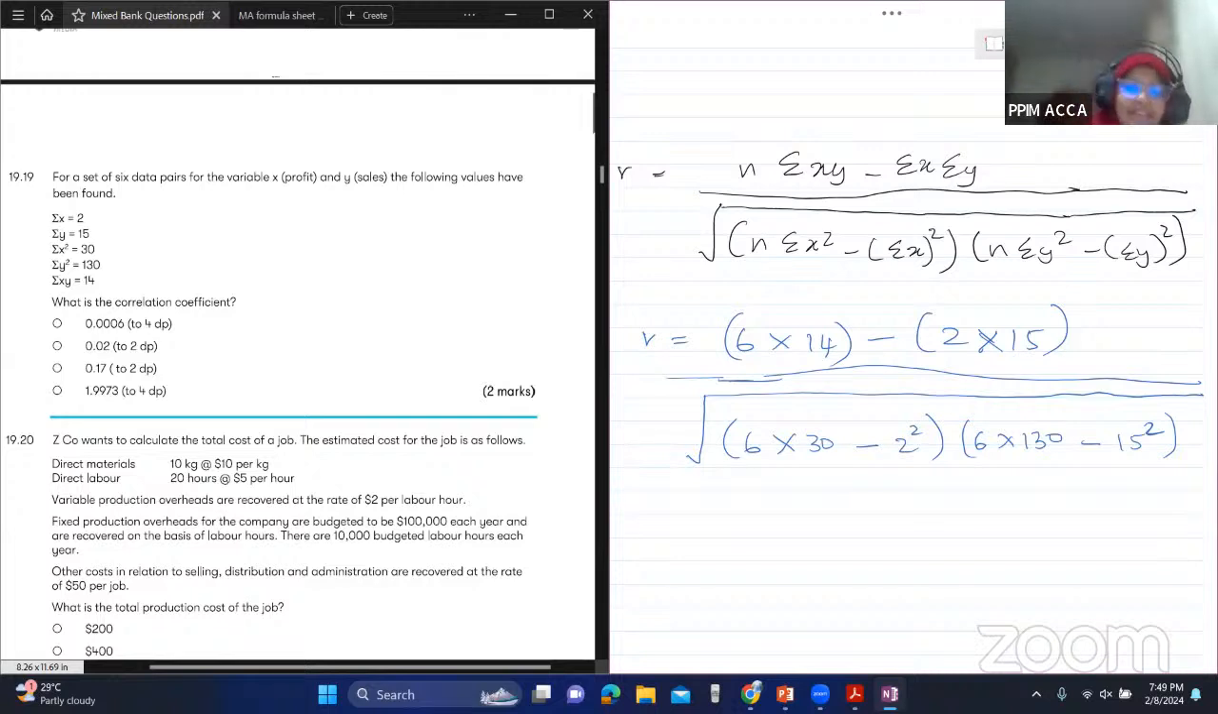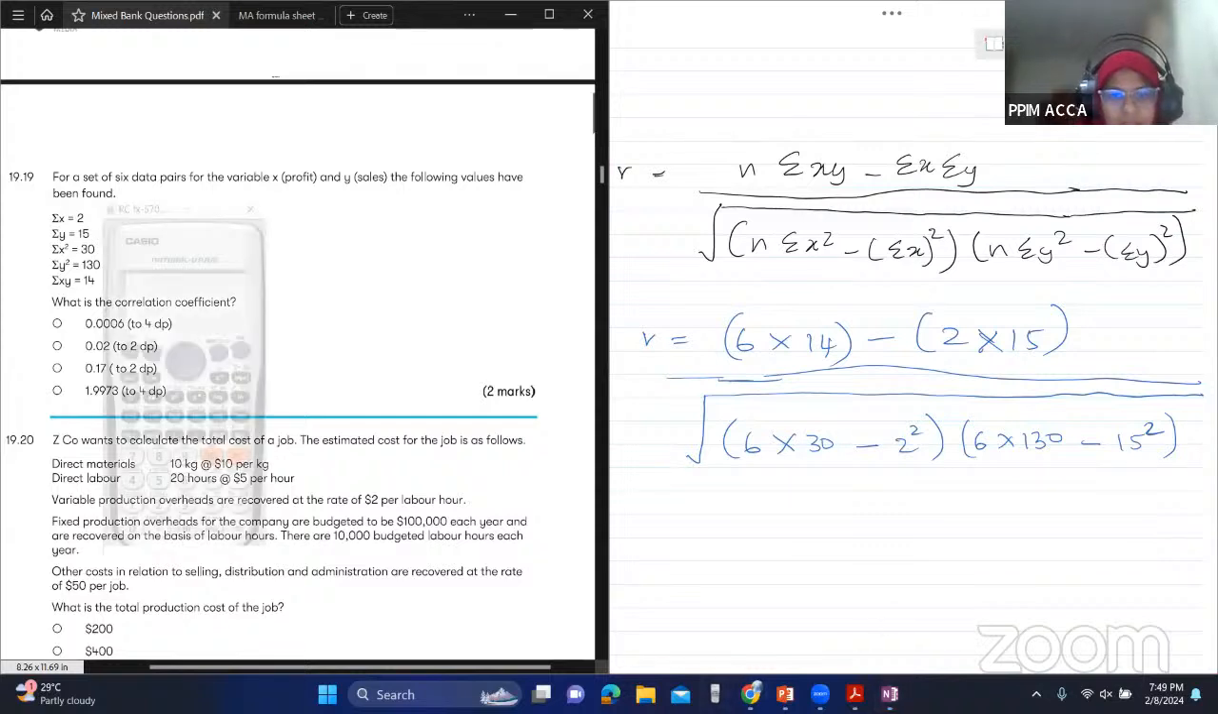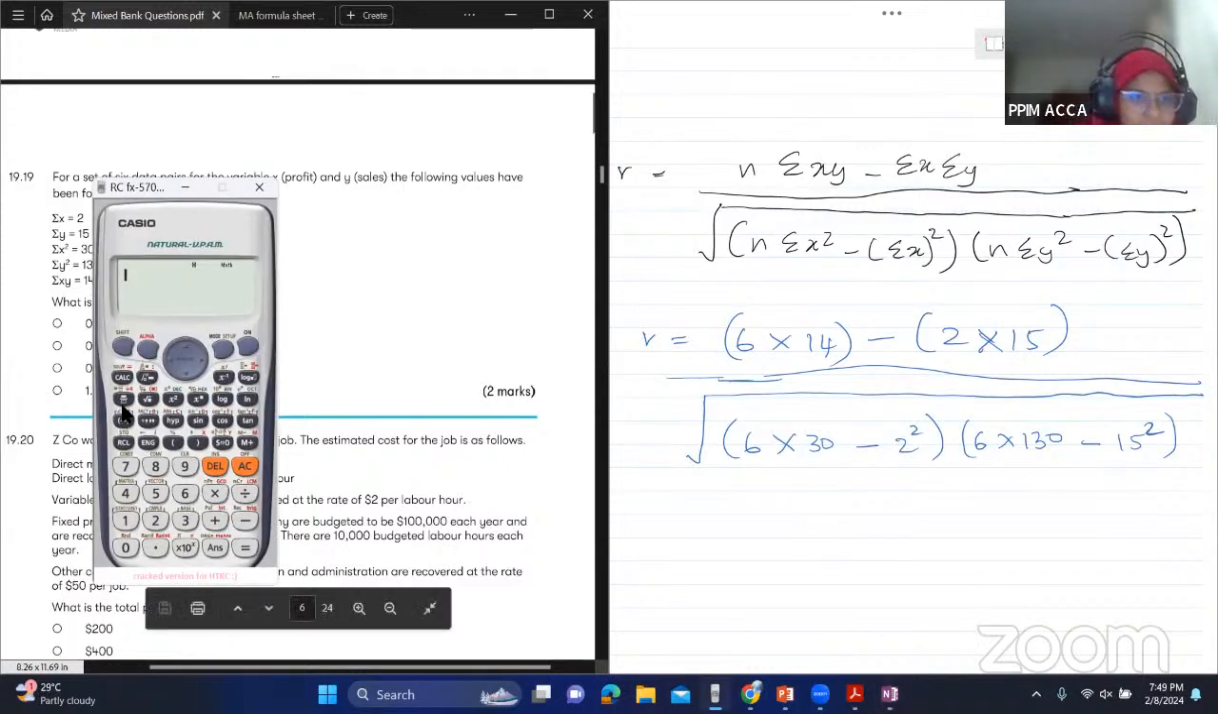So if you don't have a calculator where you can put the figures like how it is, then you don't have a choice. You have to do 6 into 14 separately, 2 into 15 separately, all of the brackets separately, take the square root and then do the division. Okay, don't try to put everything in the gray calculator and expect the answer to come. It won't come, because it's too complicated. Let's see if somebody's got the answer. Correct. 0.17 is correct.